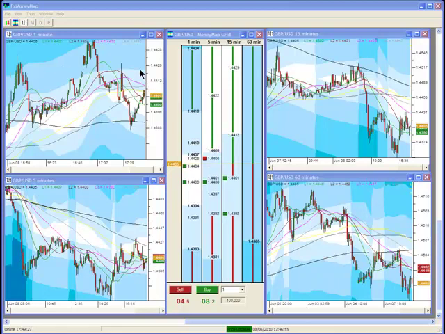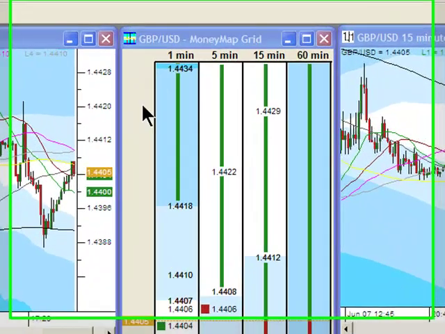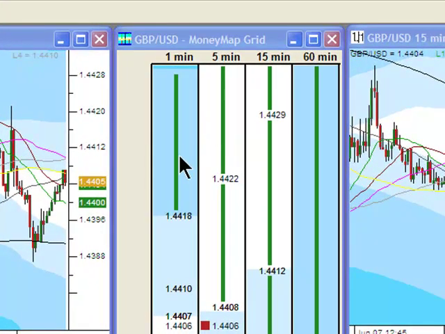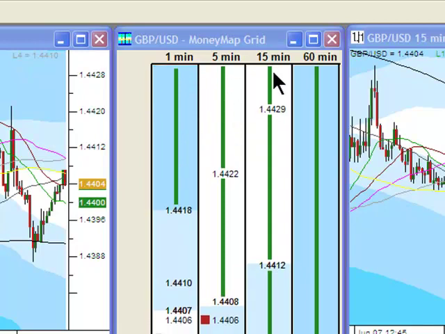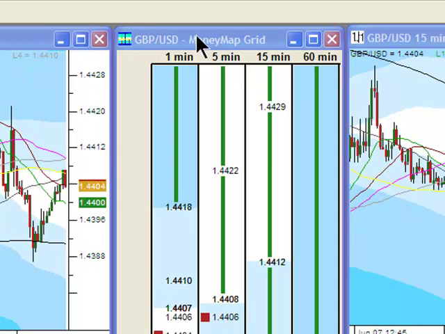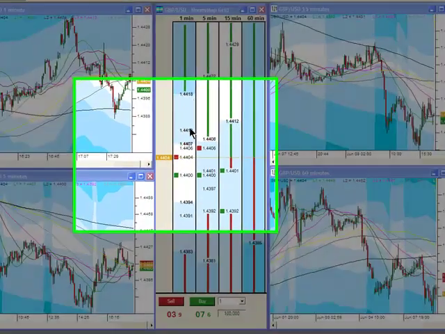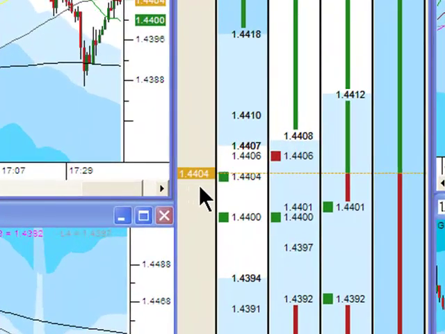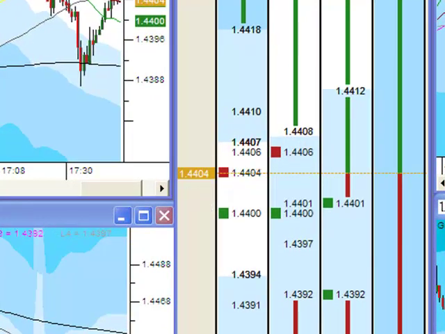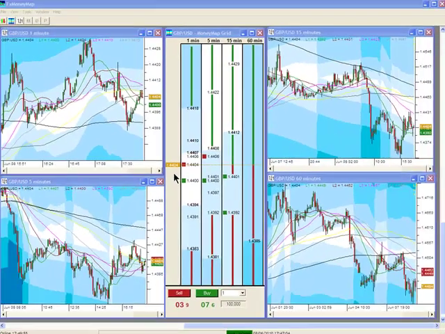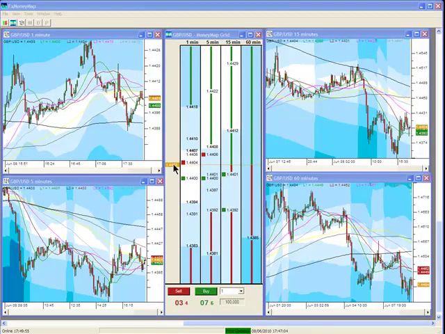First thing I'd like to show you is notice that these grids here have 4 columns. There's a 1-minute column, a 5-minute column, a 15-minute column, and a 60-minute column. This happens to be the pound-dollar grid. The easiest way to look at these grids is like a 4-lane highway. Now, the current price is here at 144.04. That's the current sell price. That is your car. You're driving on this car, and this is a 4-lane highway.